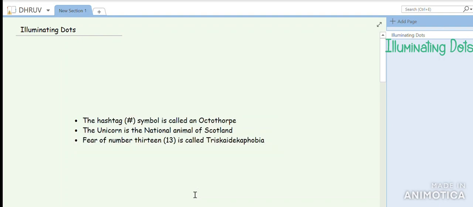So, it's time for today's fun facts. The hashtag symbol is called an octothorpe. The unicorn is the national animal of Scotland, and the fear of number 13 is called triskaidekaphobia. I don't know how to pronounce it, but it's this phobia. So, yeah, these were the fun facts.